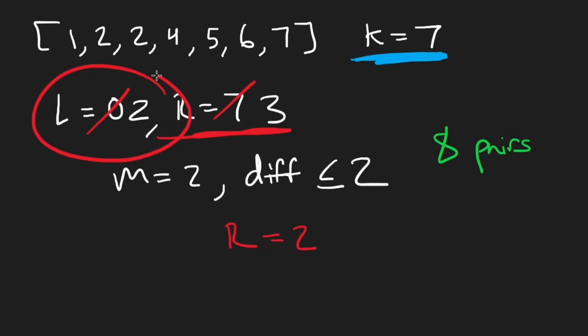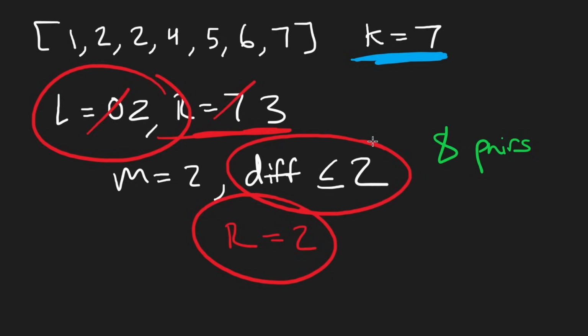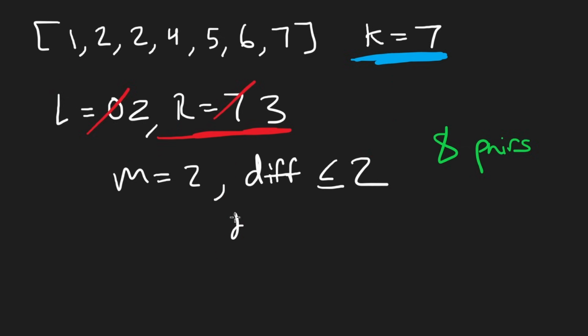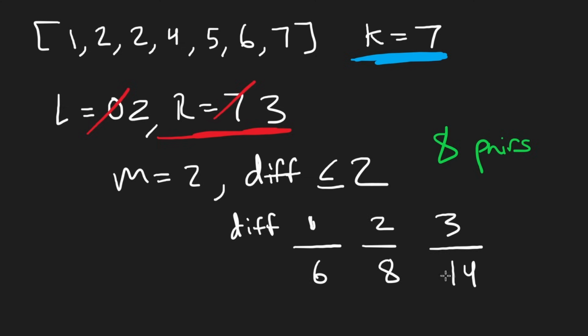And now you notice that our left and right pointers have converged. They're the same. So this is the final solution. This is the smallest difference that will contain the 7th smallest difference. Because if you recall, with a difference of 1, we had 6 pairs. With a difference of 2, we had 8 pairs. With a difference of 3, we had 14 pairs. So 1 did not include the solution.